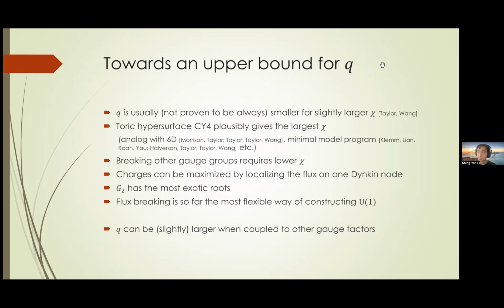So unless there is a completely new formalism that comes out in literature, we believe flux breaking is doing the best so far. But on the other hand, so far we are just focusing on a single U1 factor in the theory that is decoupled. So in our paper, we already show that if you couple this U1 to some other nonabelian gauge factors, let's say an E6 factor, then actually you can get slightly larger charges than the 657 that I showed you before.